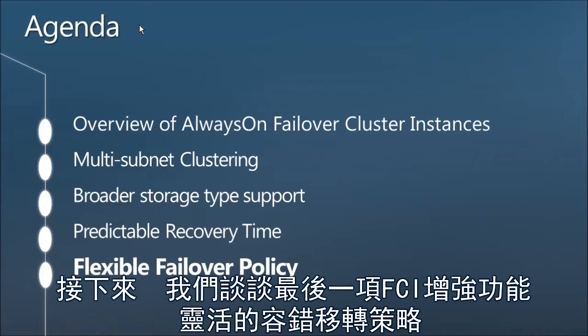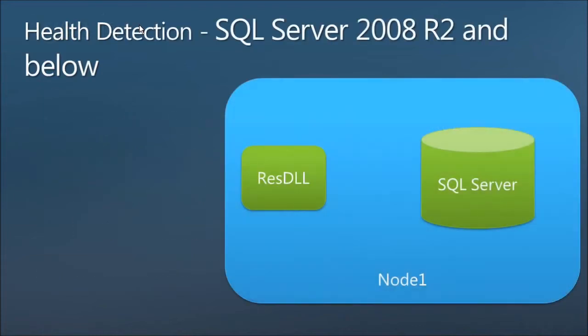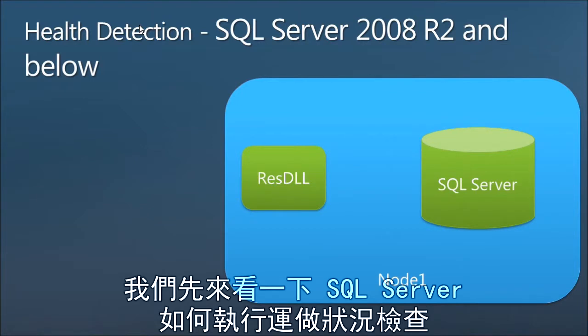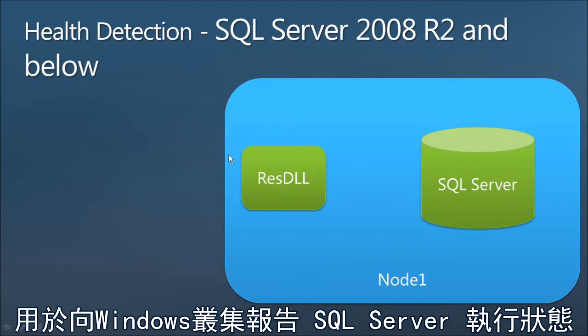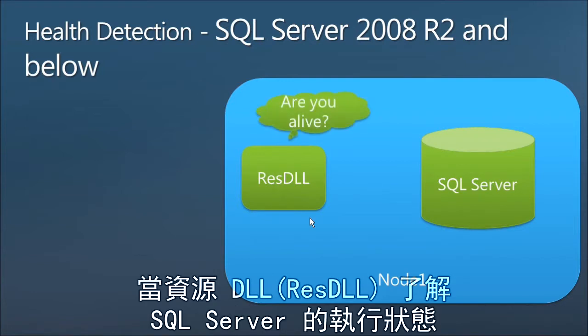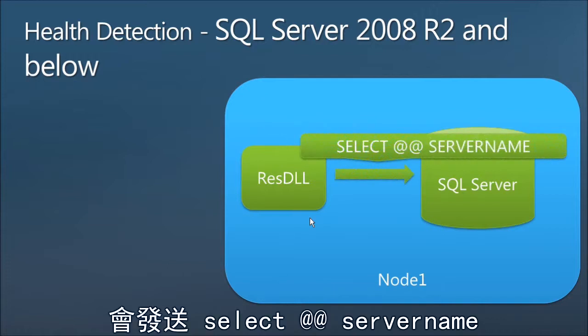Next, I will talk about the last FCI enhancement, flexible failover policy. Before we talk about the failover policy, let's have a look at how SQL Server does health detection. SQL Server has a resource DLL, which is responsible for reporting the SQL Server health state to the Windows cluster. When the resource DLL wants to know the SQL Server health state, it will issue a SELECT @@SERVERNAME.